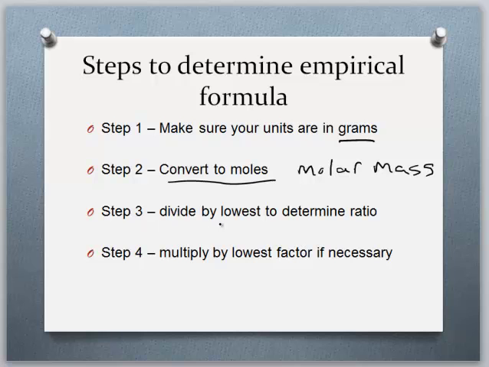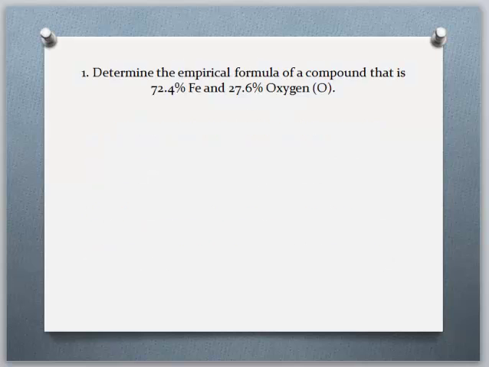After we convert to moles, we want to divide by the lowest of the values to determine the ratio. In other words, what's the lowest whole number ratio? And then the last step is, if it's not a whole number ratio, we're going to multiply by the lowest factor. So as we're doing these problems, you might want to refer back to this slide or back to this part of the video and look at the rules as you're doing the problems. So let's take a look at a few of these problems.